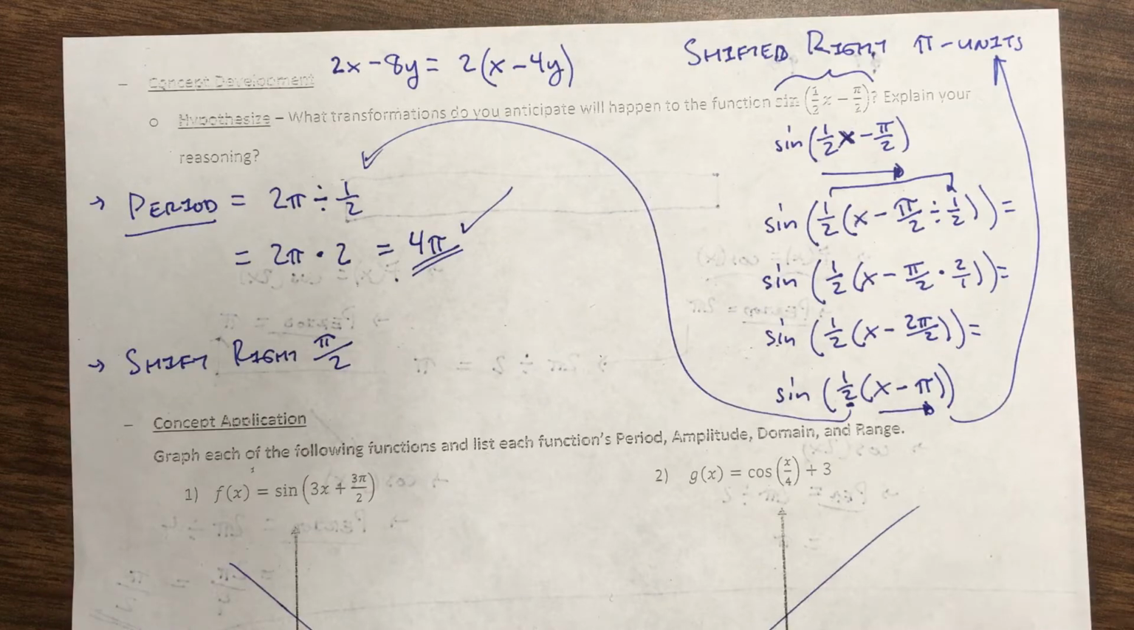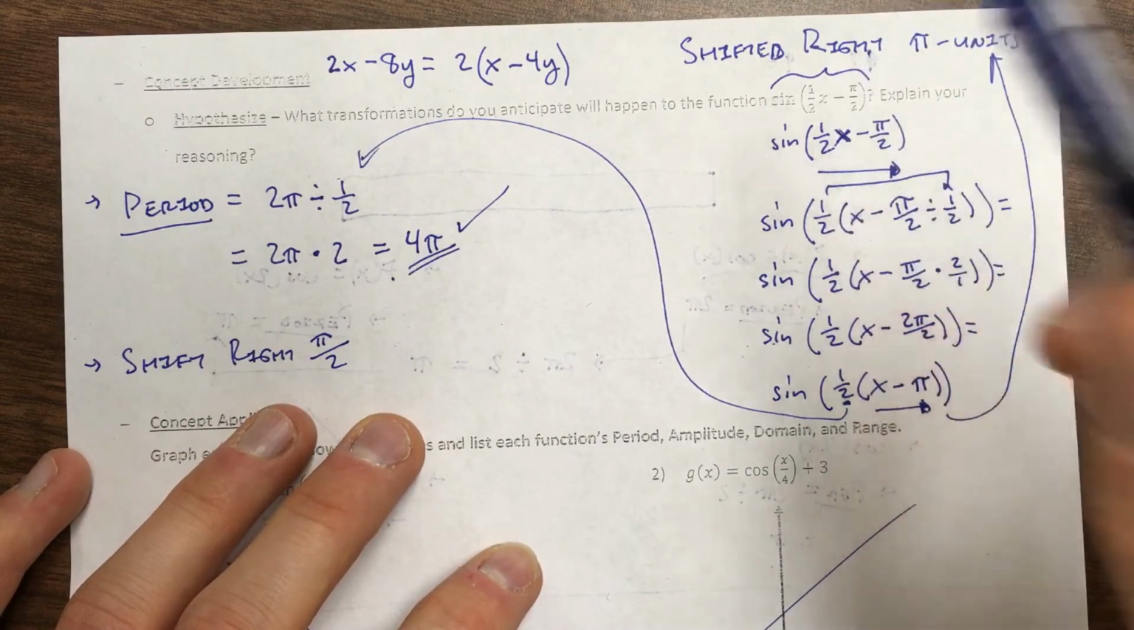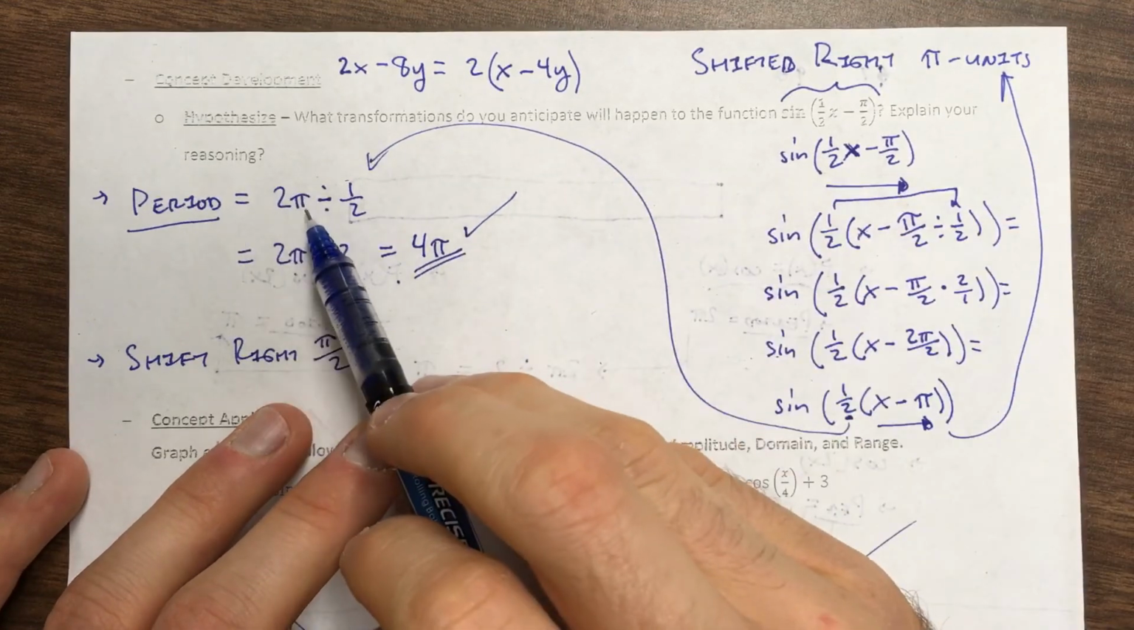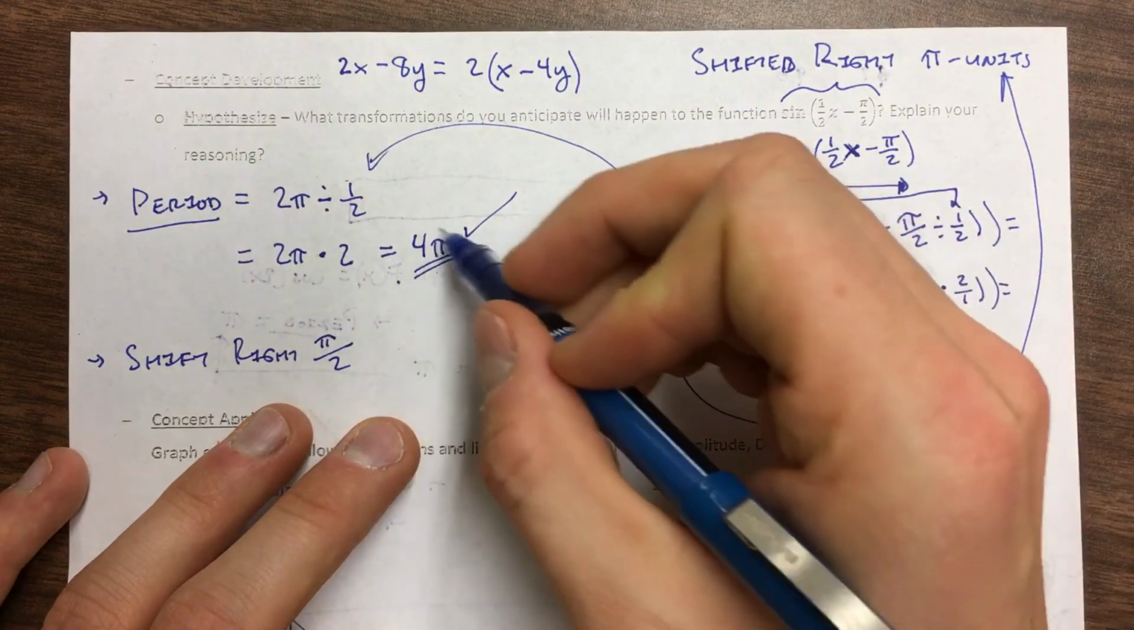The biggest takeaway, though, is whatever x is being multiplied by, here it's 1/2. The big takeaway from the day was take 2 pi, because that's our parent function period, divide by that number, and that's going to give us our new period.